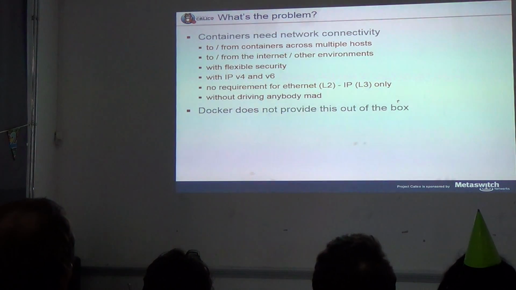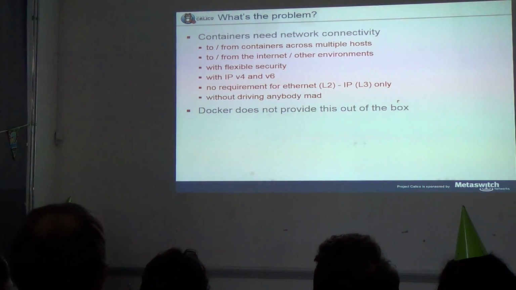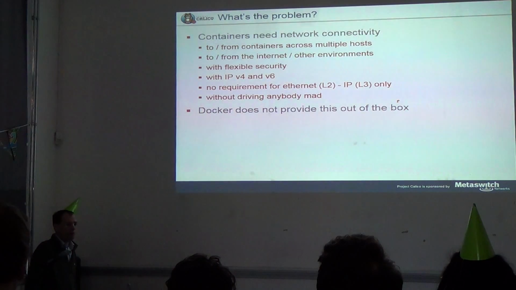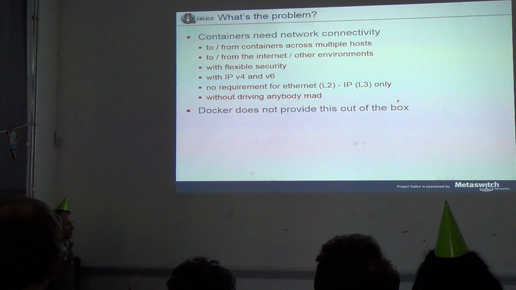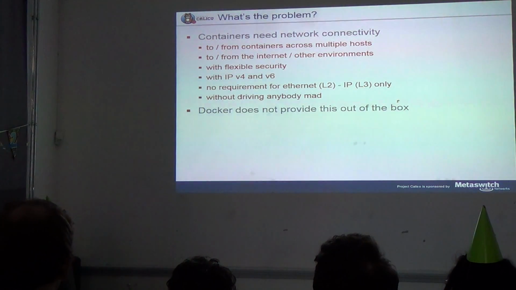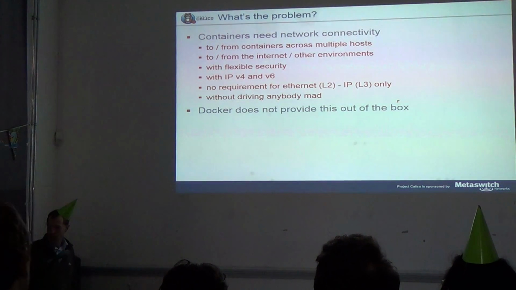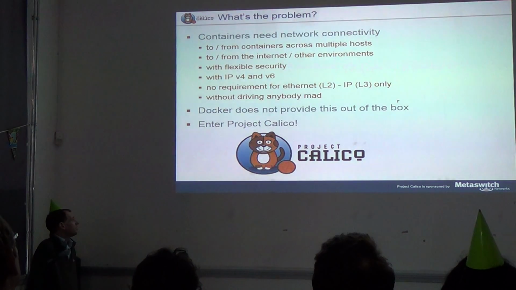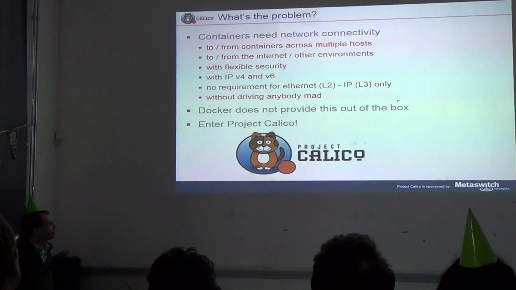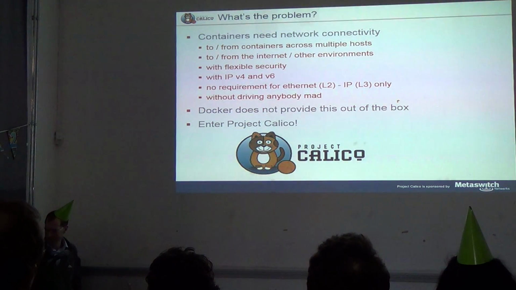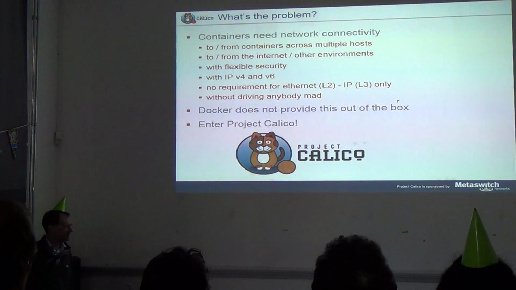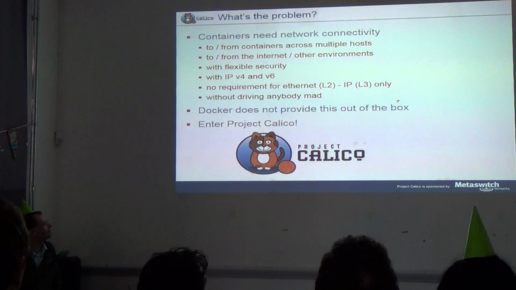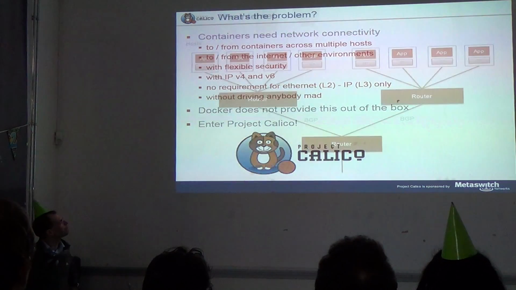So, Docker doesn't provide this anymore. What it provides is a networking interface, which they've come up with, which is basically an interface that allows you to plug in something that does the hard work of networking instead. And that, of course, is where Calico comes in. Look at the beautiful cat. Apparently, Calico's a beautiful cat.